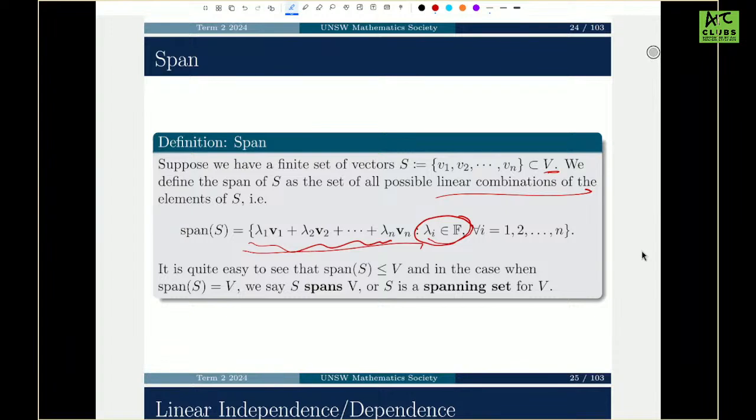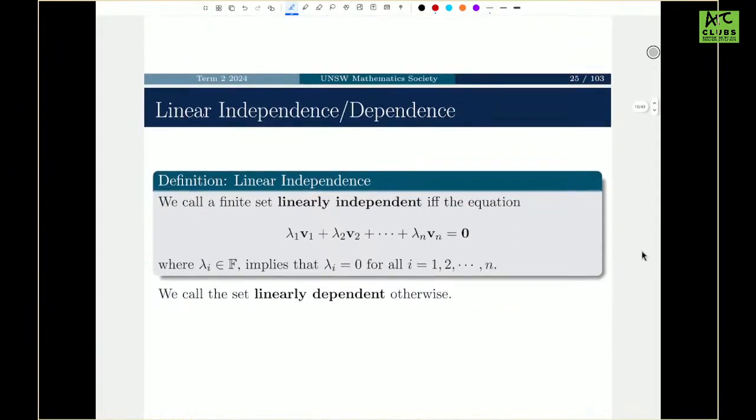So it's quite easy to see that span S is a subspace of V because it's just closed under all linear combinations. By definition, a span is the set of all linear combinations of elements of S. Okay, and in the case that span S equals V, we say that S spans V, or that it's a spanning set for V.